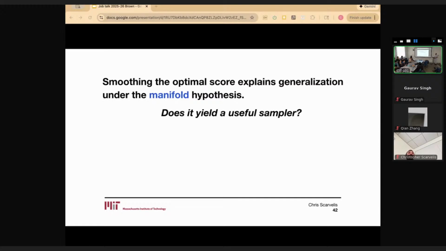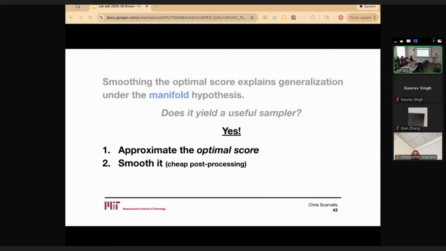Now, beyond its value for explaining generalization, we might wonder if we could sample with this smooth score. Remember, we could practically do that for the optimal score because it doesn't generalize, but we just saw in the previous slide that the smooth score does. And so we'll now see a two-step recipe for generating new samples that doesn't involve training a neural diffusion model. We're first going to approximate the optimal score, and then we'll do some cheap post-processing after the fact to smooth it.